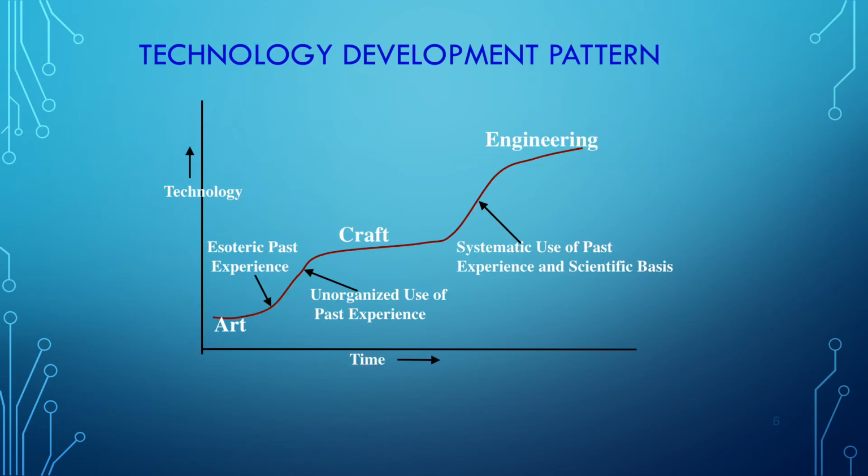Next, this is the pattern which is shown through the graph. Here technology is on the y-axis, and on the x-axis time is given. According to time, technology evolves and engineering also evolves. Engineering refines. Why? Based on past experiences, one suitable approach has been decided, right? See, it is unorganized use of past experience. That is why the curve is not going only upwards. It goes down once, then up, down, then up. That is why it is unorganized.